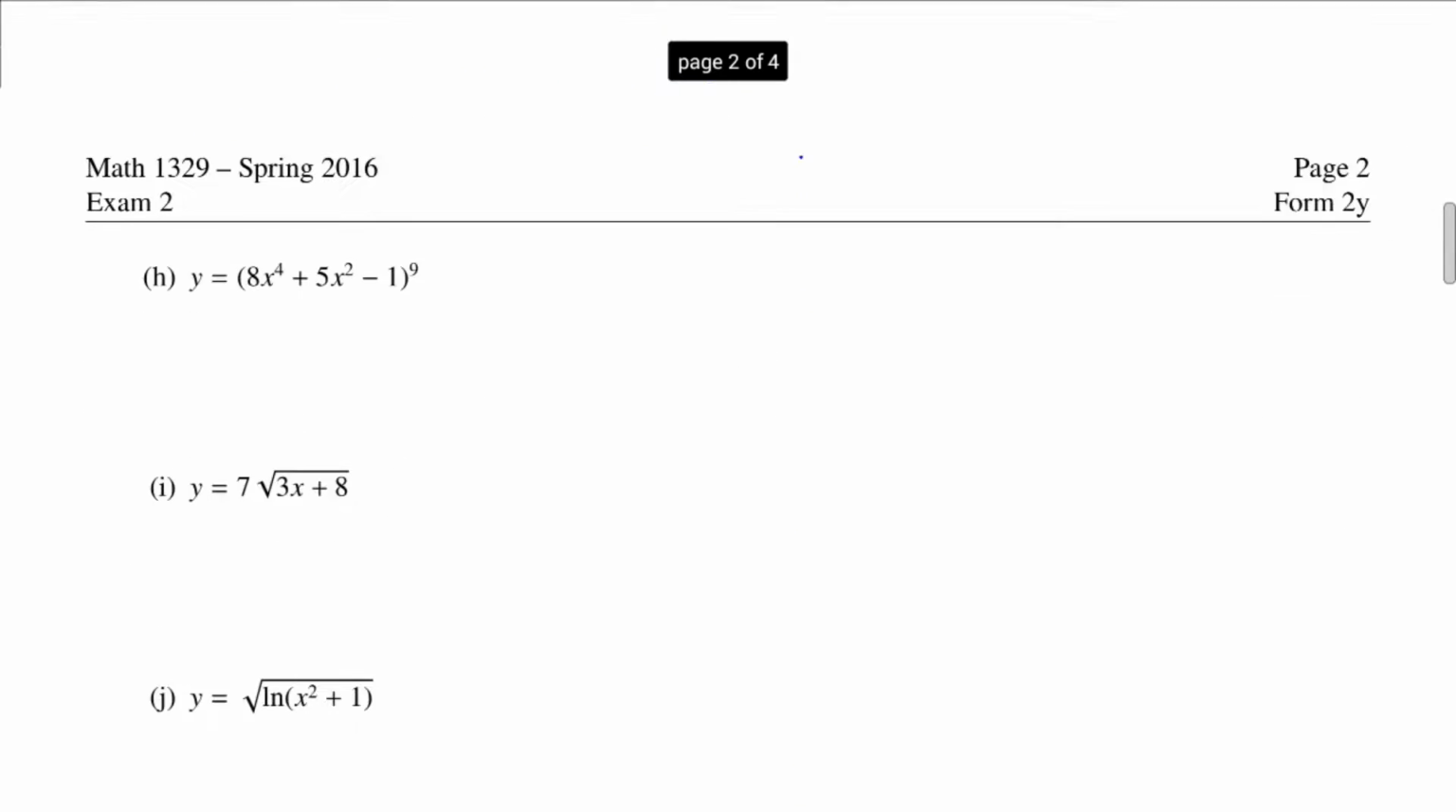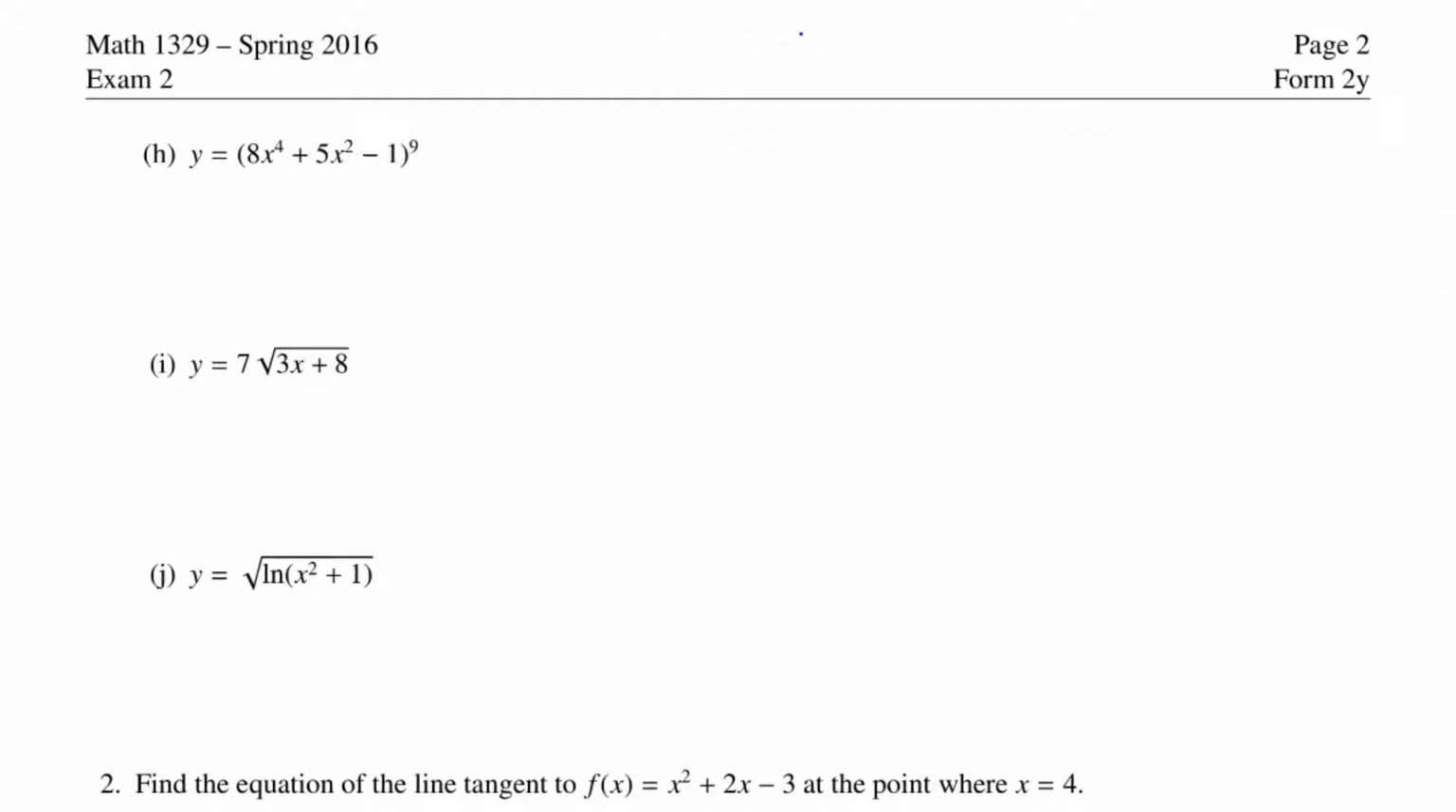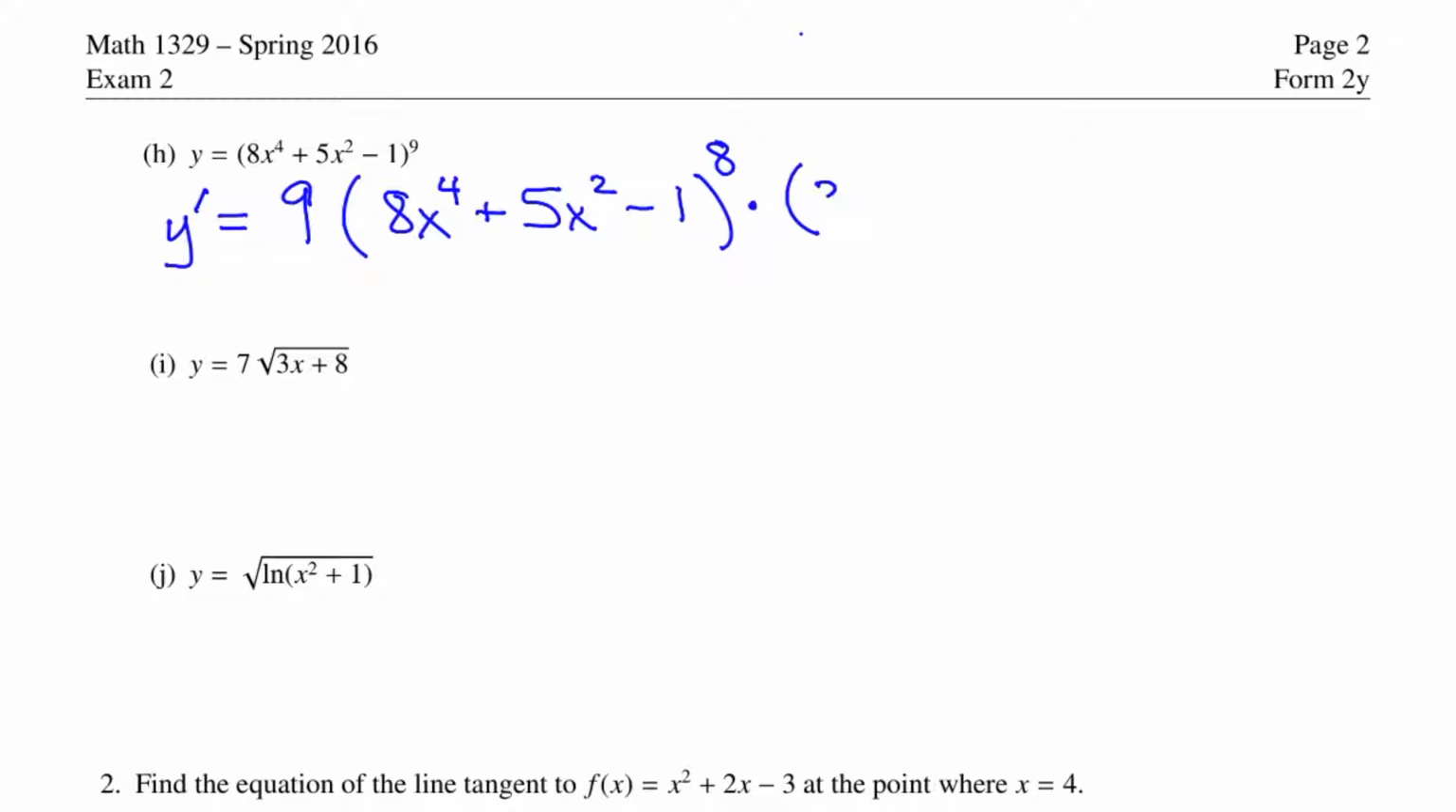All right, question H. Find the derivative of 8x to the 4th plus 5x squared minus 1, all raised to the 9th power. So that's a power rule, but it's got a chain rule part to it. So we bring the 9 down. The inside stays the same. Lower the power by 1, and then multiply by the derivative of the inside.